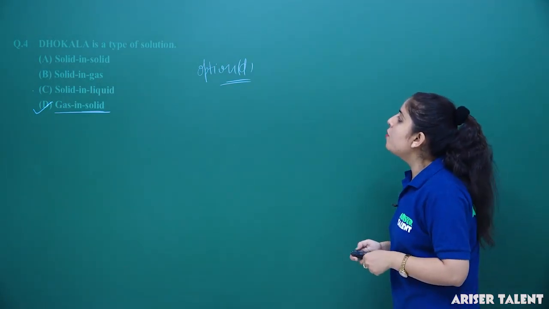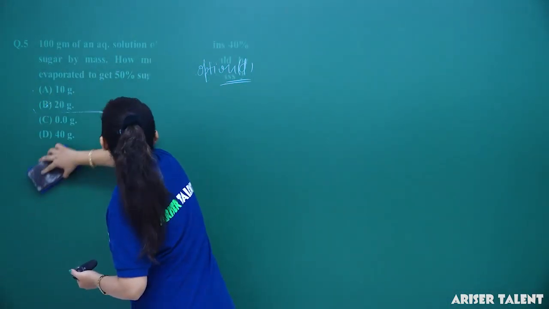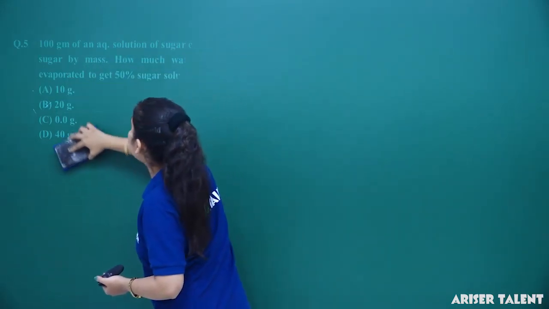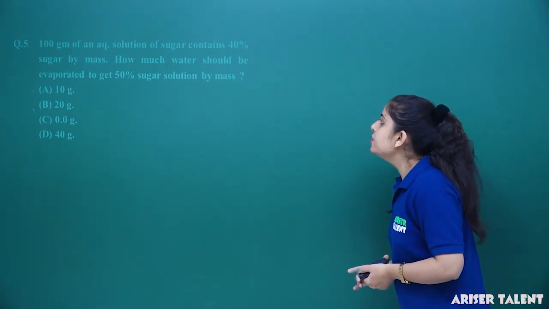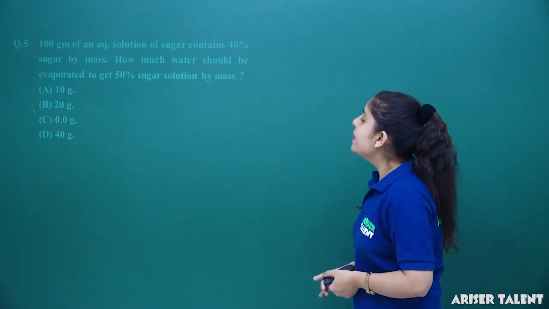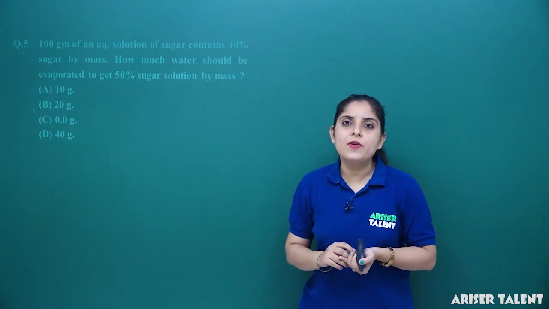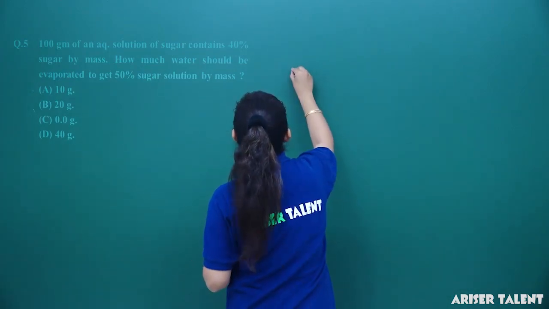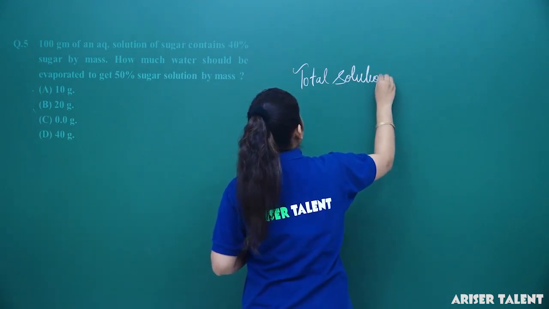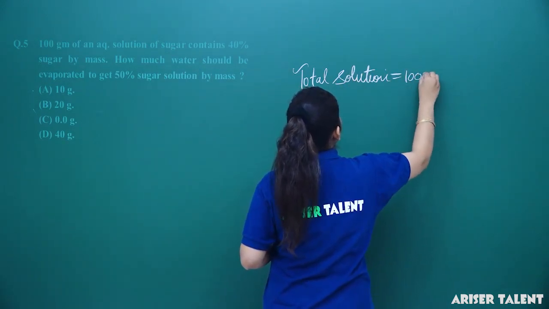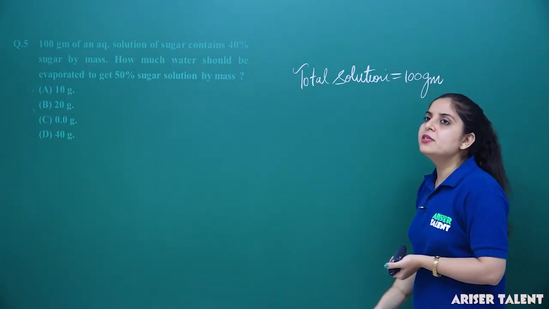Now let's move forward to the next question. 100 gram of an aqueous solution of sugar contains 40% sugar by mass. How much water should be evaporated to get a 50% sugar solution by mass? Firstly, write the given conditions in the question. You are provided with 100 gram of aqueous solution, so I can write here the total solution is 100 gram. Now it contains 40% sugar by mass.